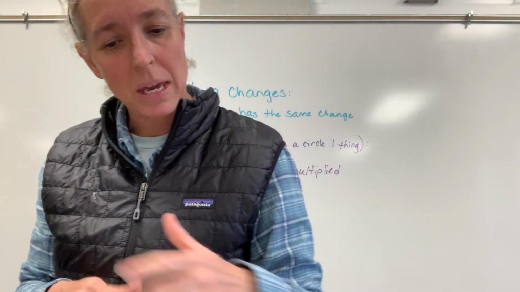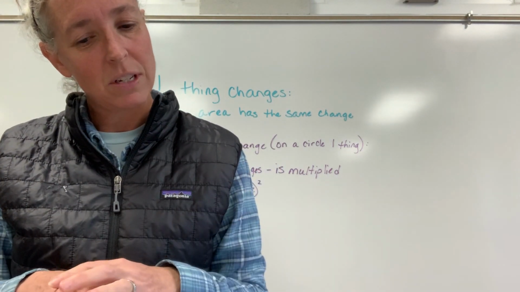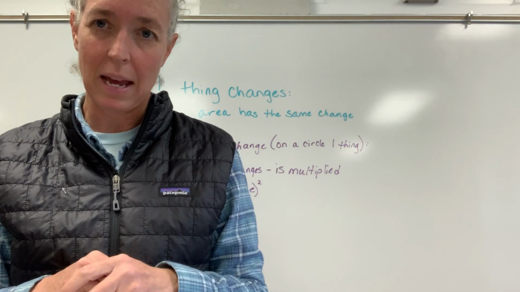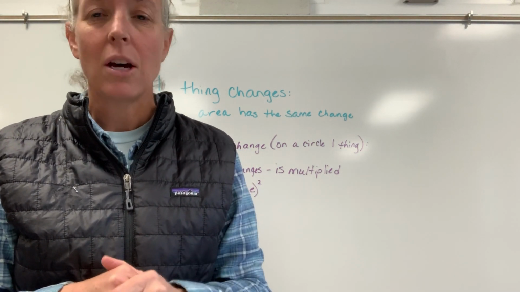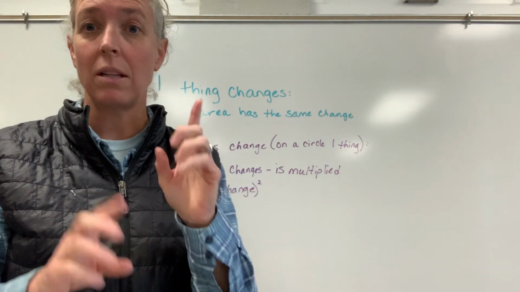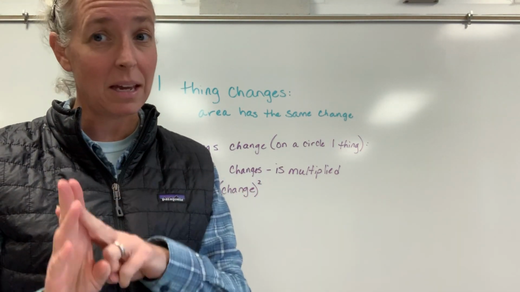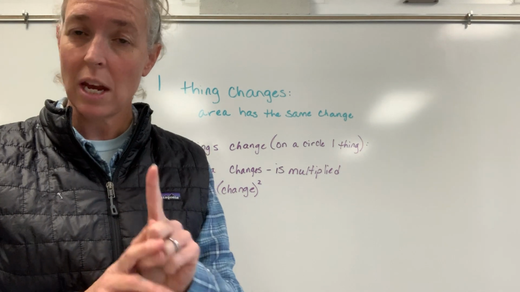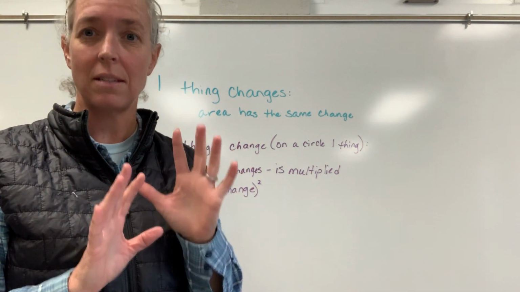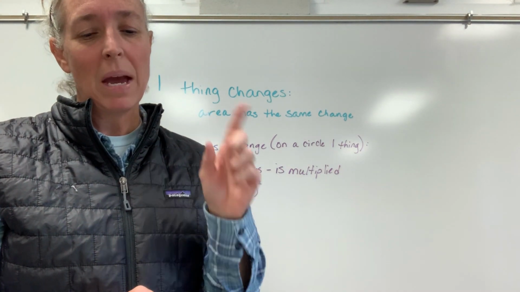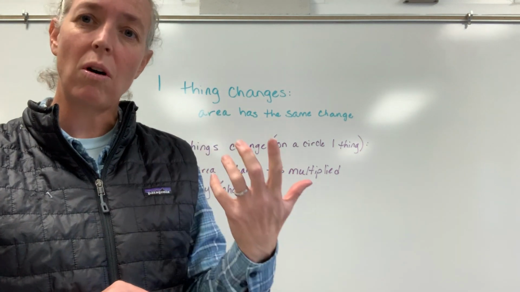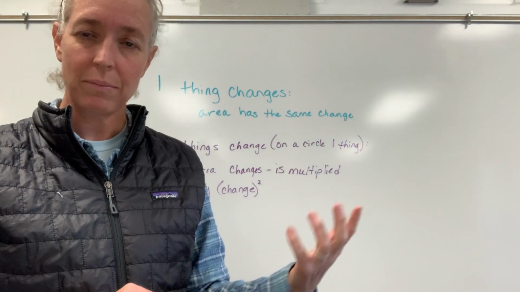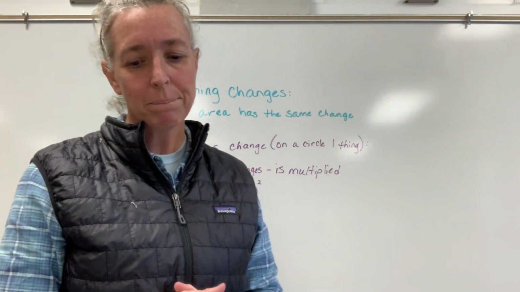Okay, so let's look at B. The base of the triangle, it gives the vertices there, and it's multiplied by 1/2. So the base is cut in half, which means only one thing changed, right? Just the base, not the base and the height. So since only one thing changed, the change in the area is the same. So if the base got decreased by 1/2, the area will also decrease by 1/2. It's the same change.